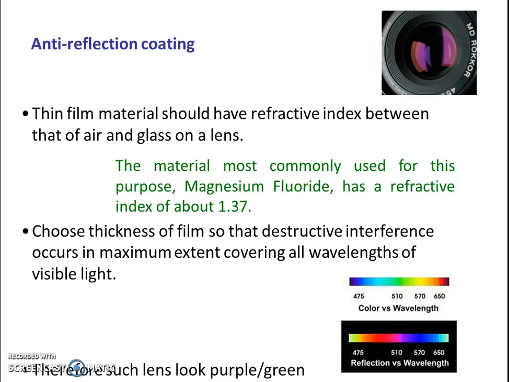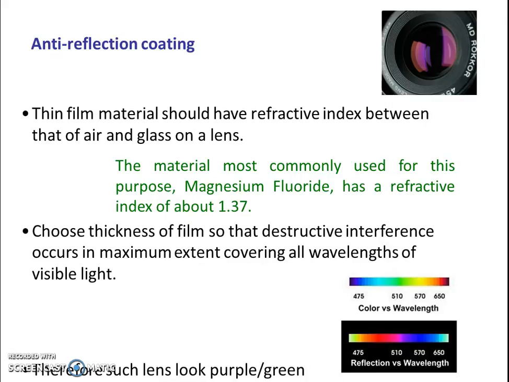Usually these thin film materials should have a refractive index between the air and the glass of the lens. The material most commonly used for this purpose is magnesium fluoride. It has a refractive index of 1.37. At the same time, we have to choose the thickness of the film in such a way, considering white light, that we get the maximum extent of destructive interference.